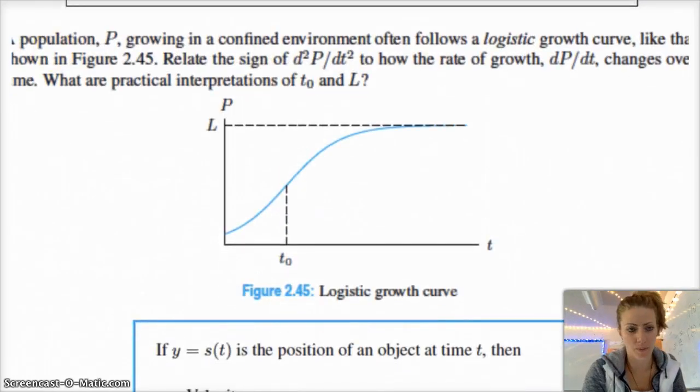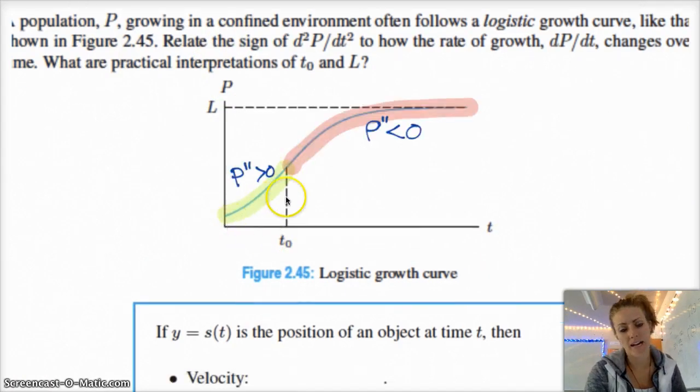This one, a little bit of the words got cut off, but it says a population P growing in a confined environment often follows a logistic growth curve, like the one shown in figure 2.45. Relate the sign of d squared P over dt squared to how the rate of growth dP dt changes over time. What are the practical interpretations of t0 and L? So keep in mind that y is the population and t is time.